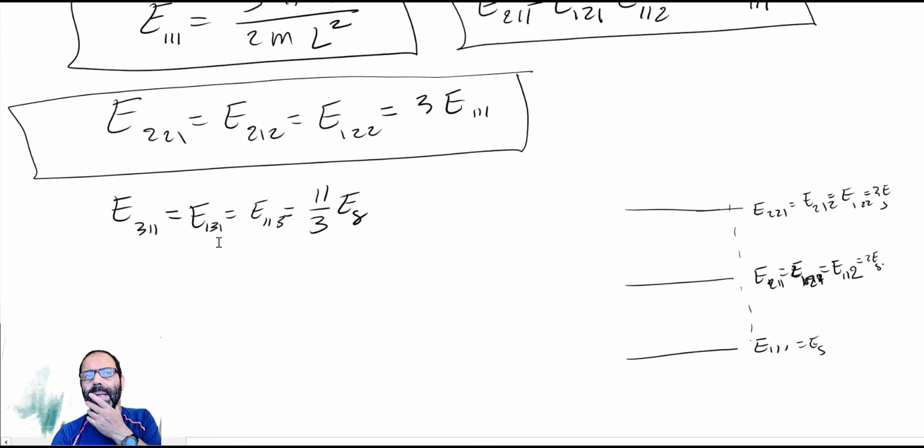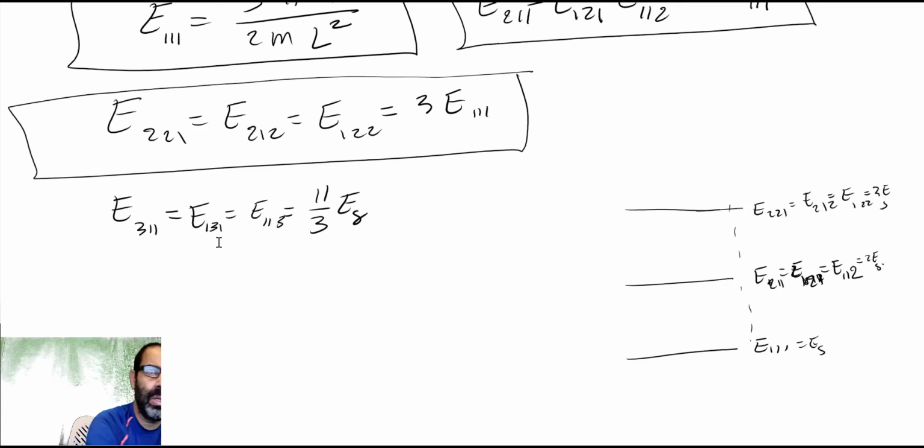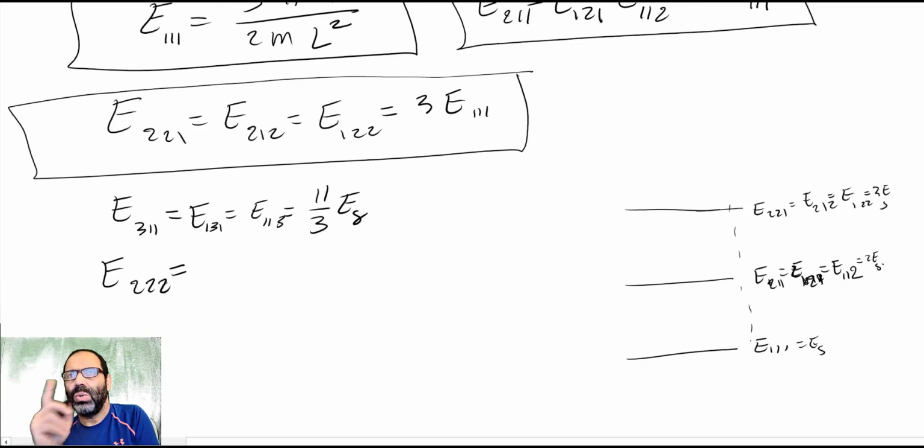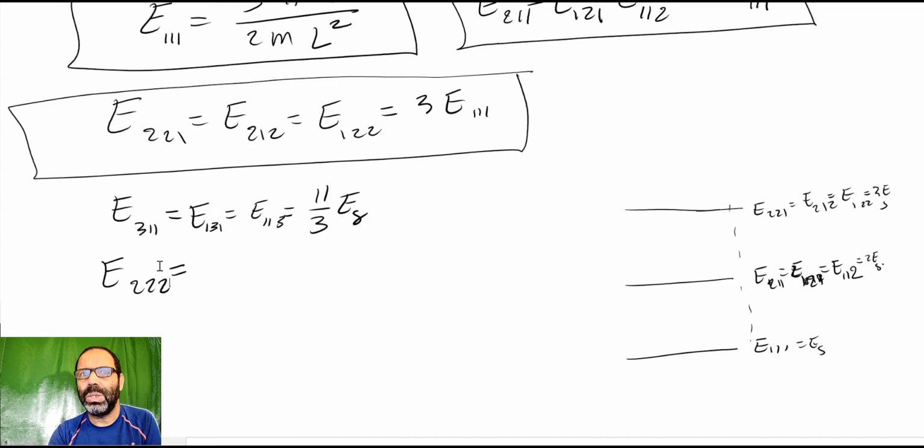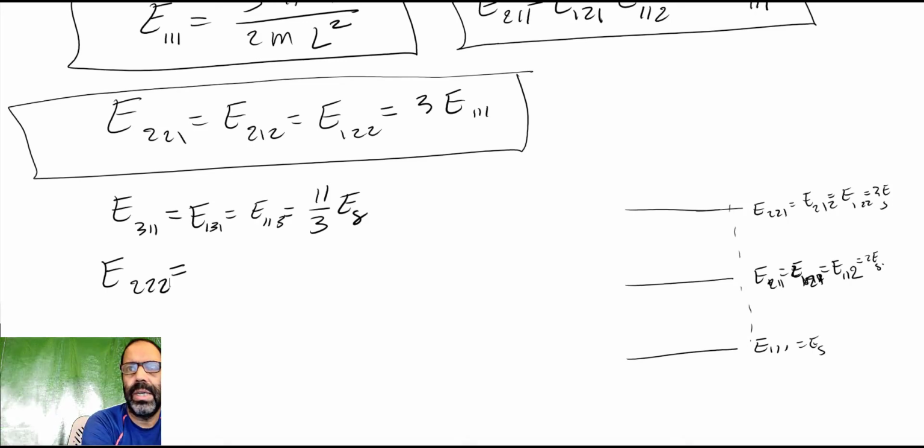Okay. The next one, is it going to be E321 or E222? So let's see which one corresponds. Let's do E222, and this is only one level. There is only one way to do this. So this level is not degenerate. So I did not try E33.